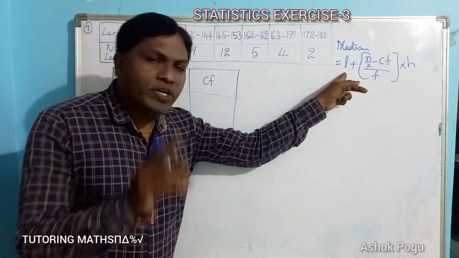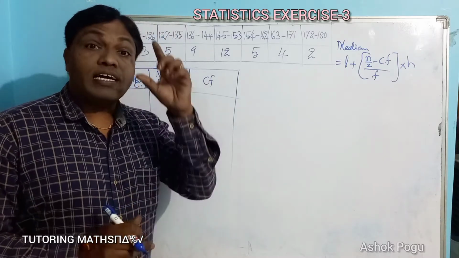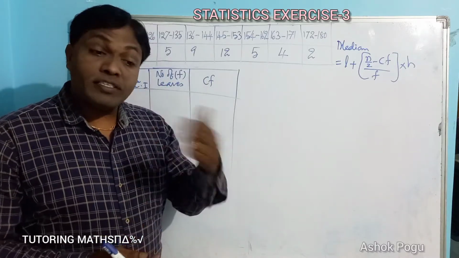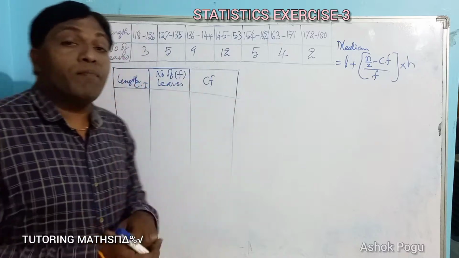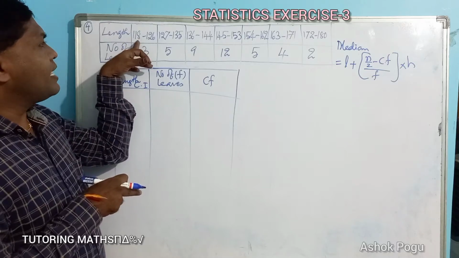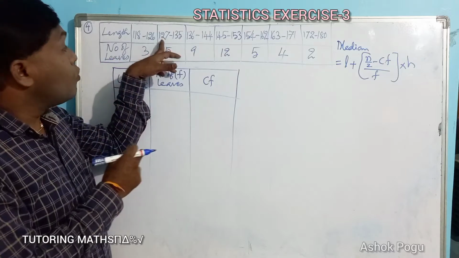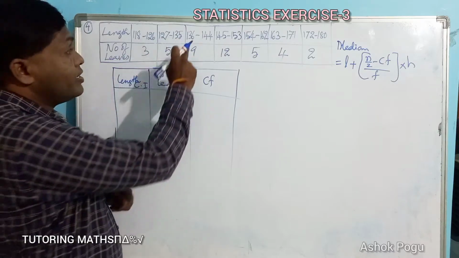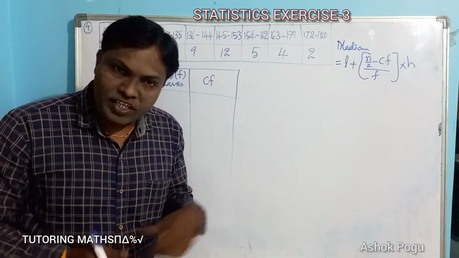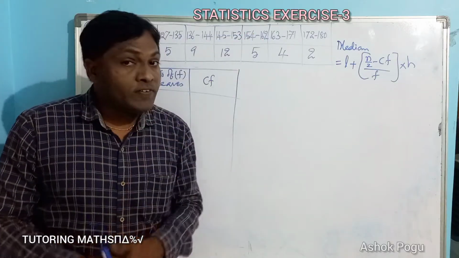When you substitute L, the lower boundary of the median class, the classes must be continuous, in other words exclusive type of classes. But check this: 118 to 126, and the second class starts with a fresh value 127 to 135, and the third class again starts with a fresh value 136. No continuation, no chain. Therefore, this type of classes are called inclusive type of classes.